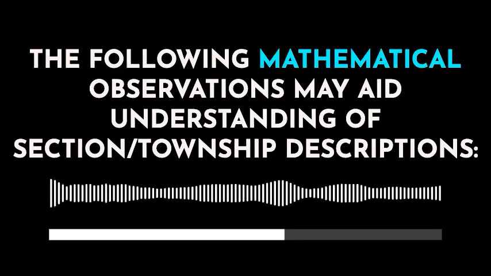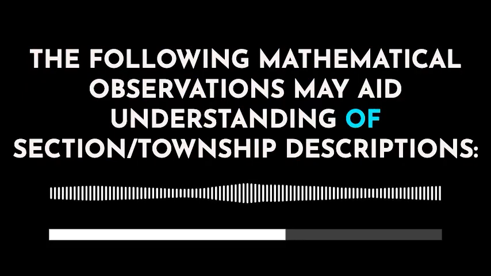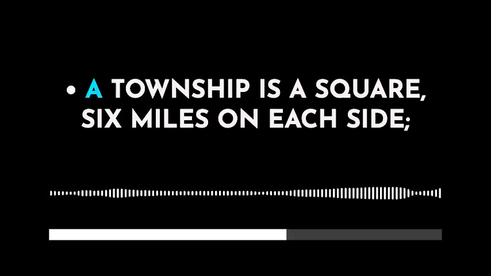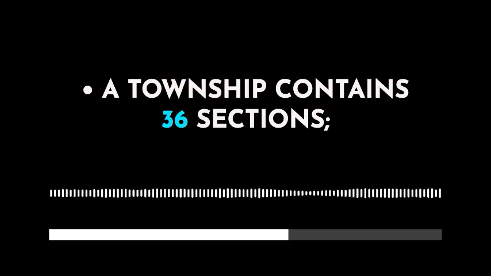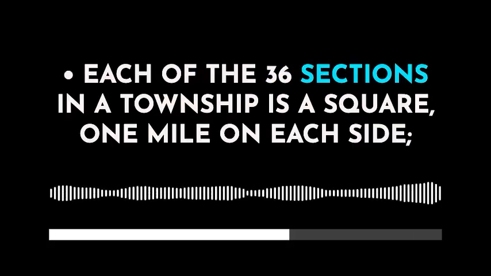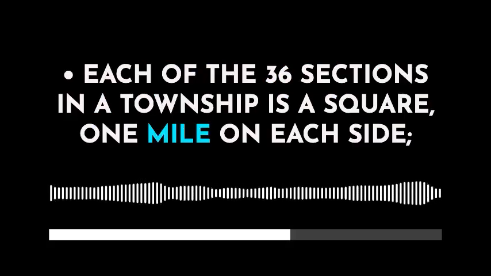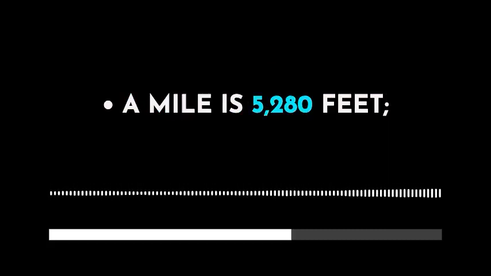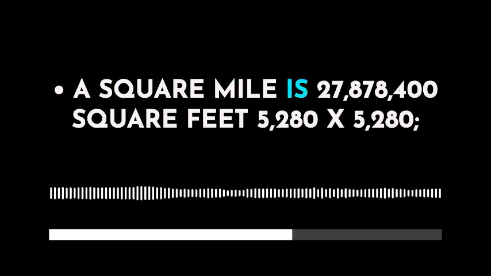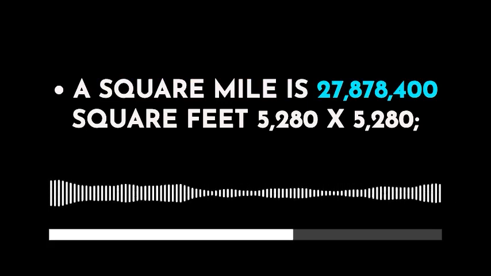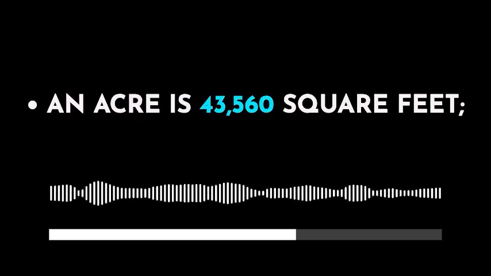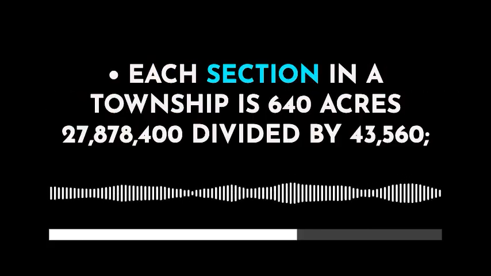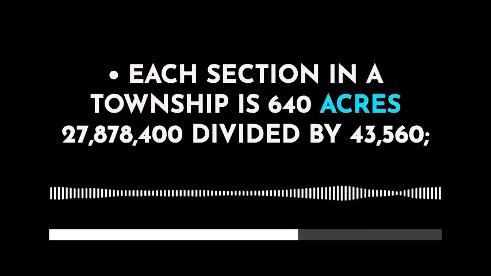The following mathematical observations may aid understanding of section and township descriptions. A township is a square, 6 miles on each side. A township contains 36 sections. Each of the 36 sections in a township is a square, 1 mile on each side. A mile is 5,280 feet. A square mile is 27,878,400 square feet: 5,280 x 5,280. An acre is 43,560 square feet. Each section in a township is 640 acres.